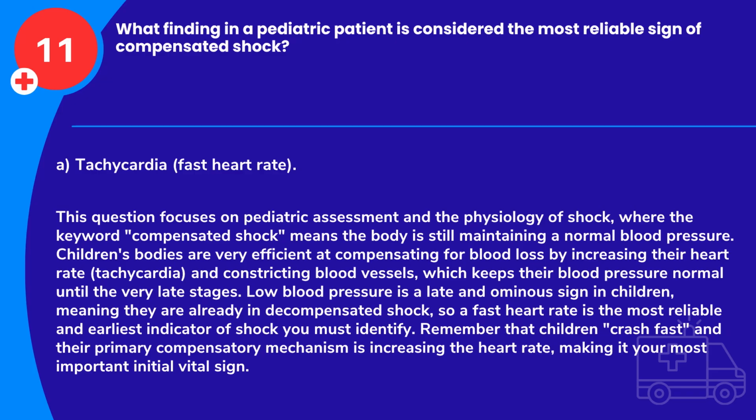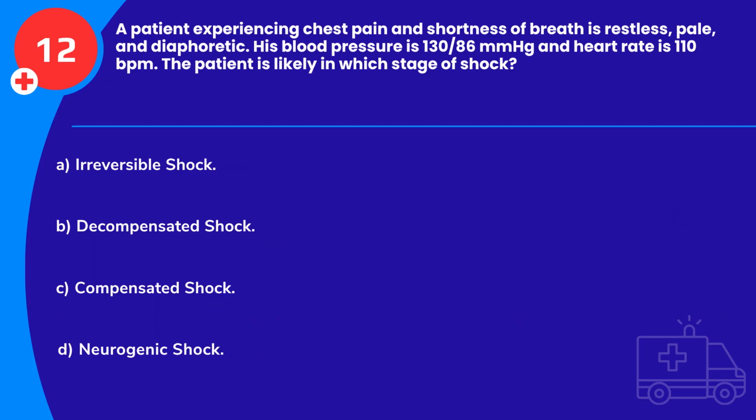Low blood pressure is a late and ominous sign in children, meaning they are already in decompensated shock, so a fast heart rate is the most reliable and earliest indicator of shock you must identify. Remember that children crash fast, and their primary compensatory mechanism is increasing the heart rate, making it your most important initial vital sign.